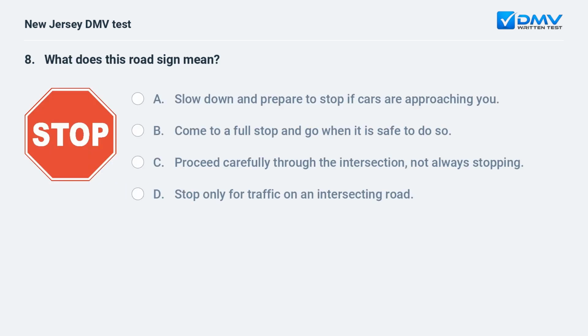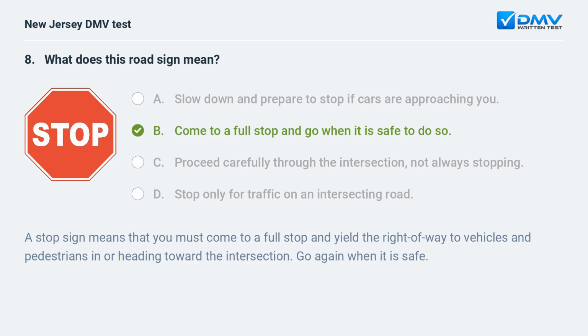What does this road sign mean? A. Slow down and prepare to stop if cars are approaching you. B. Come to a full stop and go when it is safe to do so. C. Proceed carefully through the intersection, not always stopping. D. Stop only for traffic on an intersecting road. B. Come to a full stop and go when it is safe to do so.